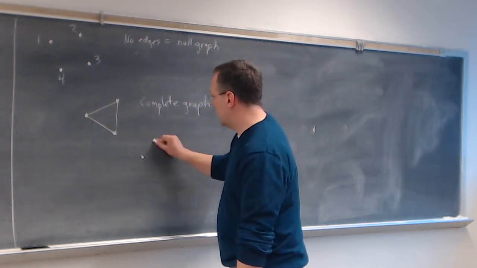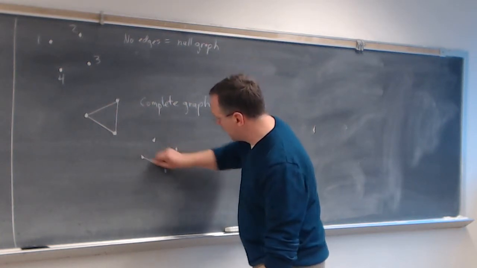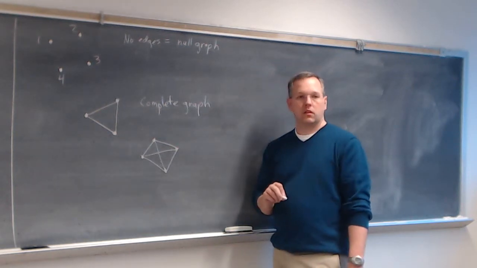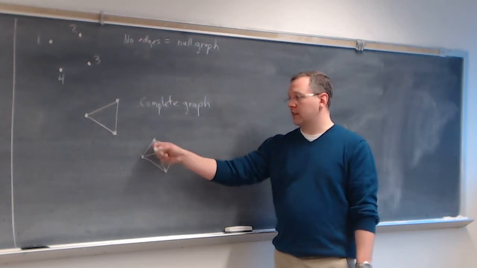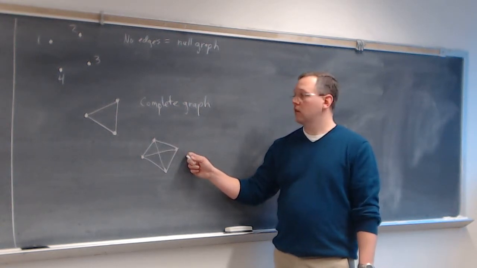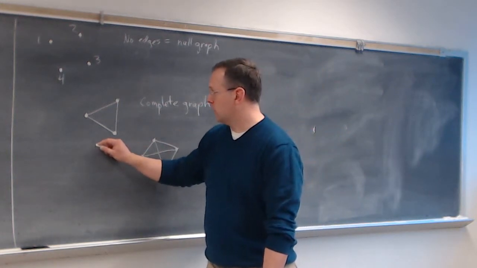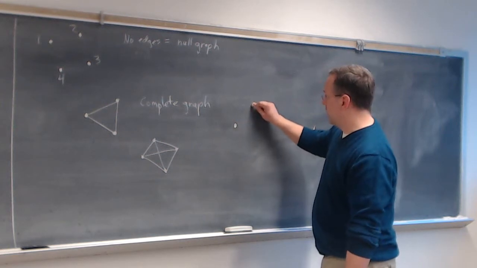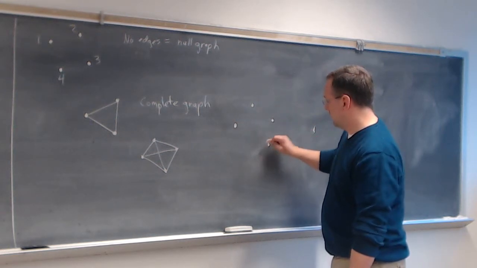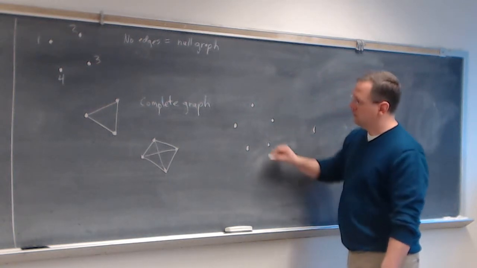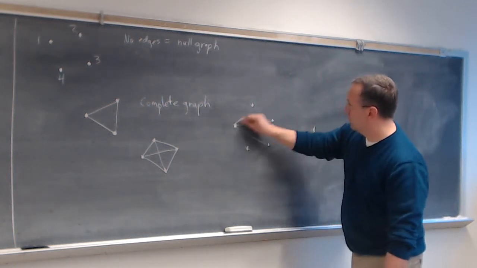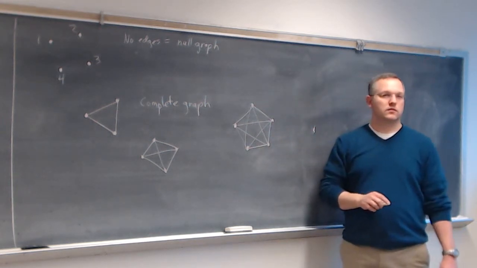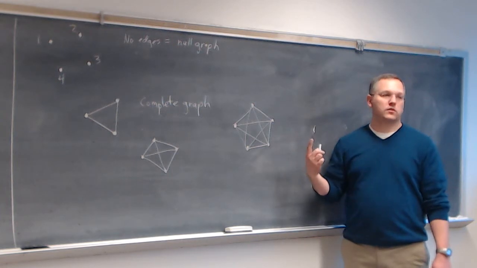This is a complete graph with 3 vertices. A complete graph with 4 vertices would look like that. Every vertex is connected to every other vertex by an edge. So this would be a complete graph with 3 vertices, 4 vertices, 5 vertices, like that. So these are called complete graphs.